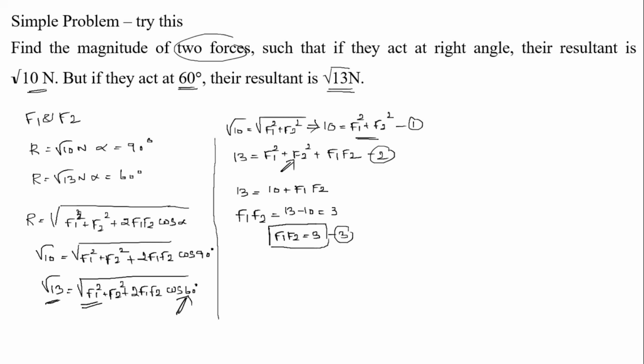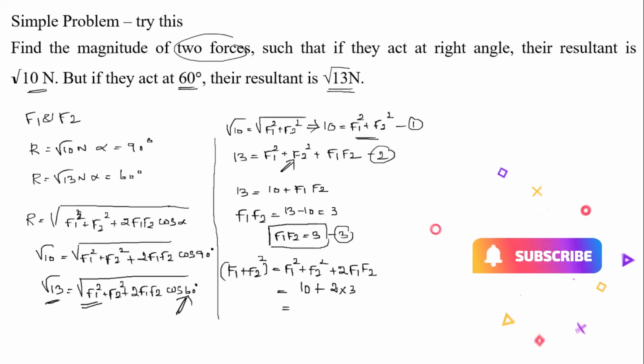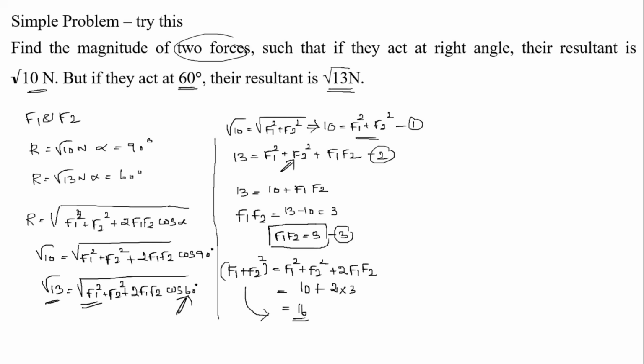Now we know that F1 plus F2 squared, we know that a plus b the whole square, right. So a squared plus b squared plus 2ab, right. So here we know that F1 squared plus F2 squared, which is equal to 10 plus 2 into F1 F2, which is equal to 3. So totally how much? 10 plus 6, 16. F1 plus F2 the whole square, which is equal to 16.